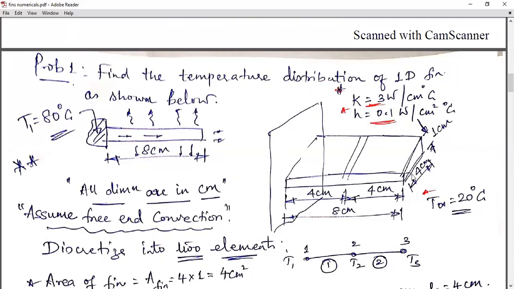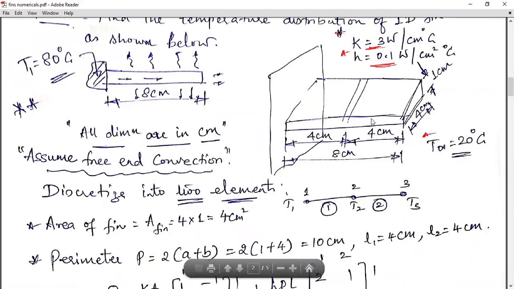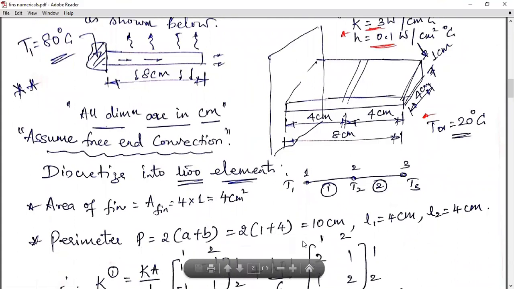As you are aware, in FEM, the first step is discretizing the component, modeling that into 2 elements. So I'll be modeling into 4 and 4 centimeter each. This is the rectangular cross section. Perimeter is always given by 2 times (A plus B). A is 1, B is width 4 centimeter. So you calculate the perimeter, which comes out to be 2 into (1 plus 4), 10 centimeter. 2 5s are 10 centimeter. The area of the fin, the cross section of the fin, is 4 into 1, 4 centimeter square. So these two are very important data for further solution.